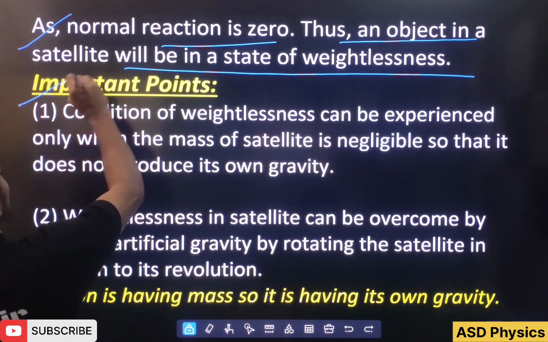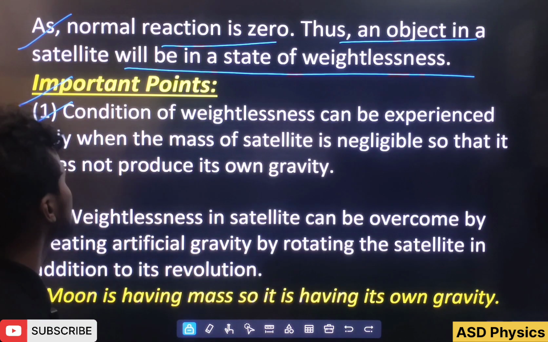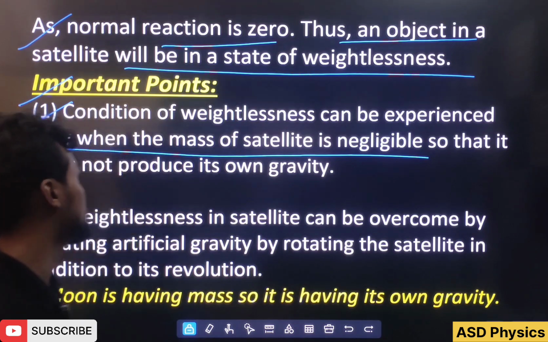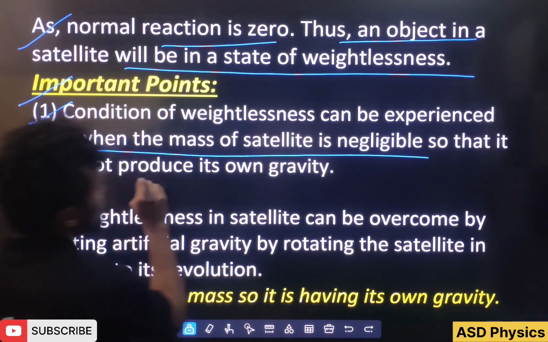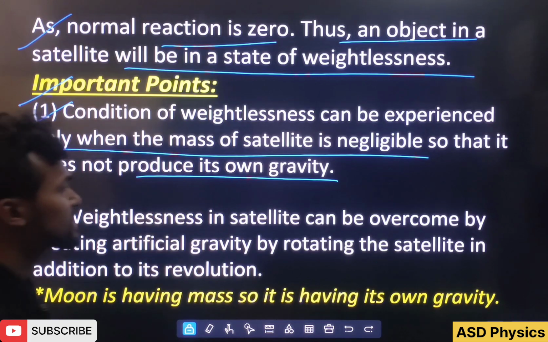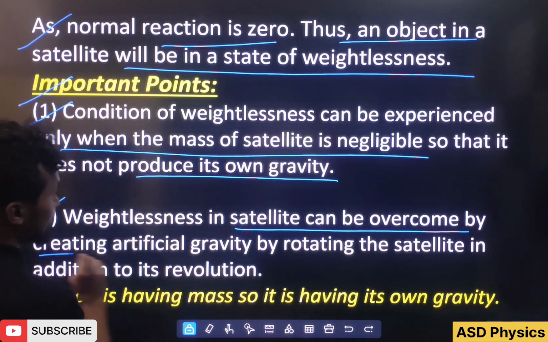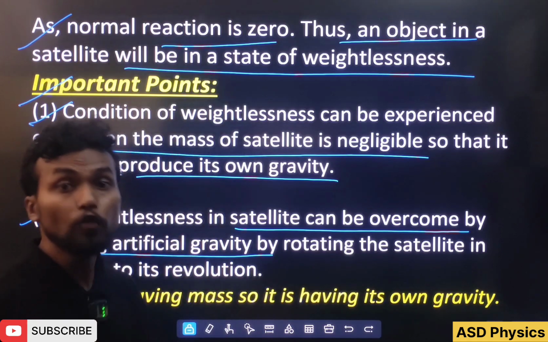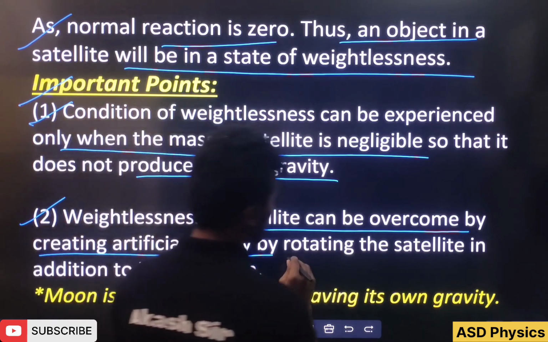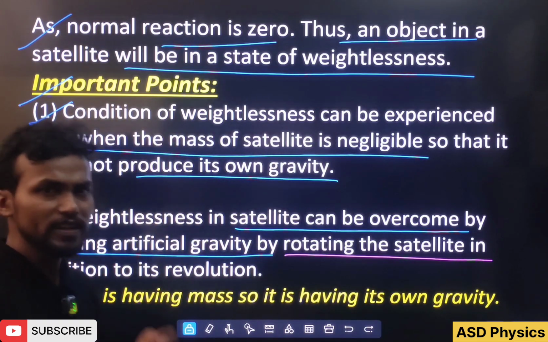Now see here please, important points as I have told you. See please, the condition of weightlessness can be experienced only when the mass of the satellite is negligible, so that it does not produce its own gravity. Next one, weightlessness in a satellite can be overcome by creating artificial gravity. And how will we create this artificial gravity? It will be created by rotating the satellite in addition to its revolution. Okay, this thing is clear.